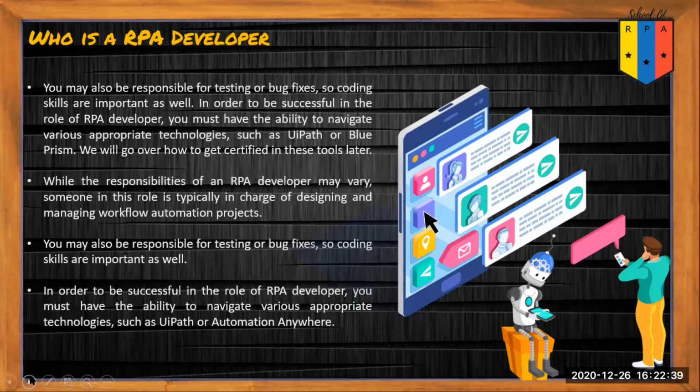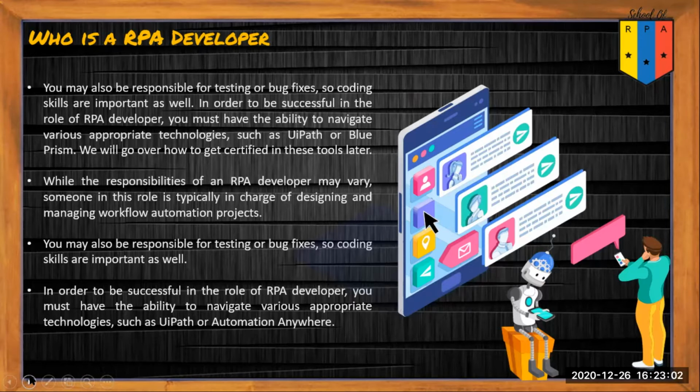An RPA developer may also be responsible for testing or bug fixes. So coding skills are important as well. In order to be successful in the role of RPA developer, you must have the ability to navigate various appropriate technologies such as UiPath or Blue Prism. We will go over how to get certified in these tools later in this video.